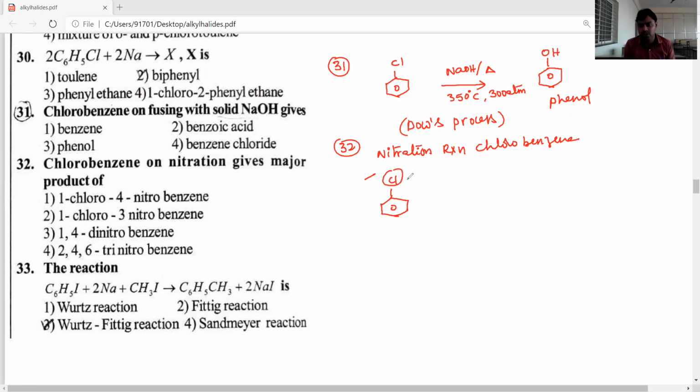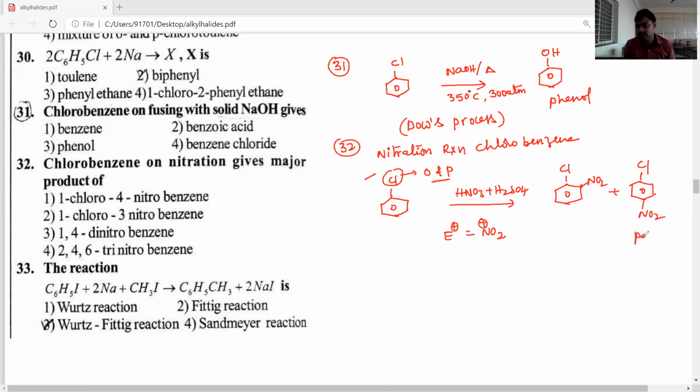Okay, let's see chlorobenzene. This chlorine is an ortho and para directing group. It reacts with HNO3. Nitration means HNO3 plus H2SO4 mixture, known as nitrating mixture. Then the electrophile is NO2 plus. This NO2 plus attacks at the ortho position as well as the para position. Here NO2 will come at the para position. Among that, the para product is the major product.